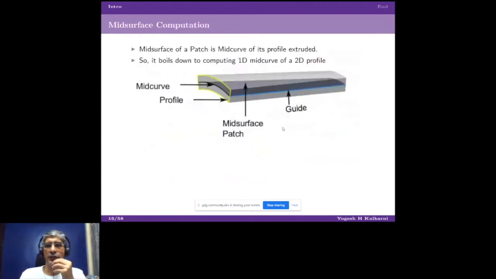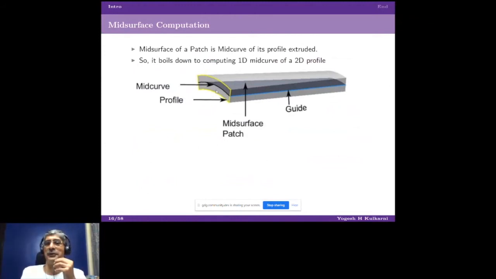Say if you want to create a shape like this. Typically, we take what is called a profile or a sketch, and then it is swept or extruded along a direction. So you get a 3D shape like this. So what would be a mid-surface of this? Very simple. Take the same yellow profile and create a curve in the middle, right? This is a mid-curve because it's a sketch. And if you sweep or extrude the mid-curve, then you will get the mid-surface.